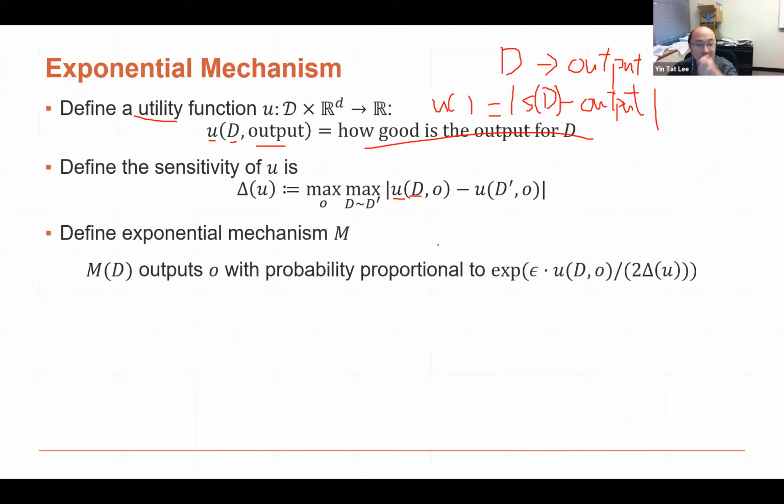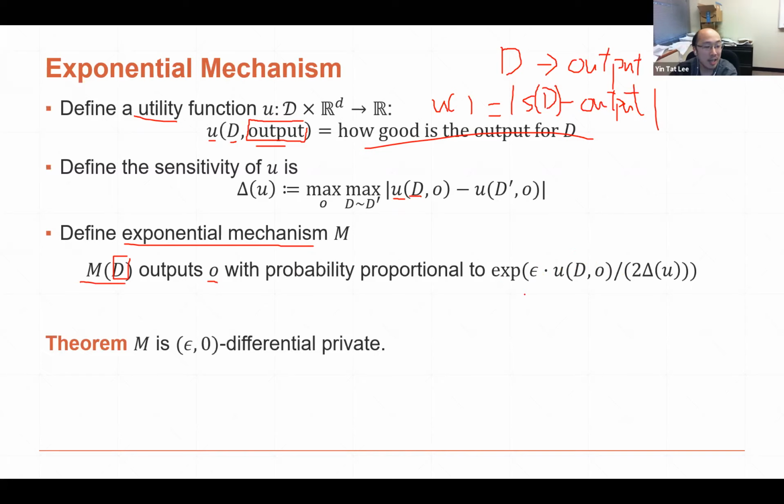Then it turns out you can output the statistic this way, using the exponential mechanism. For the input D, the algo will randomly output O with probability proportional to exponential of something times u of D, O. Namely, it will output the better outputs with high probability. And you can prove this algo is epsilon, 0 DP. So this is almost saying that almost anything can be made differentially private, as long as you measure how good the output is in a way that is robust.